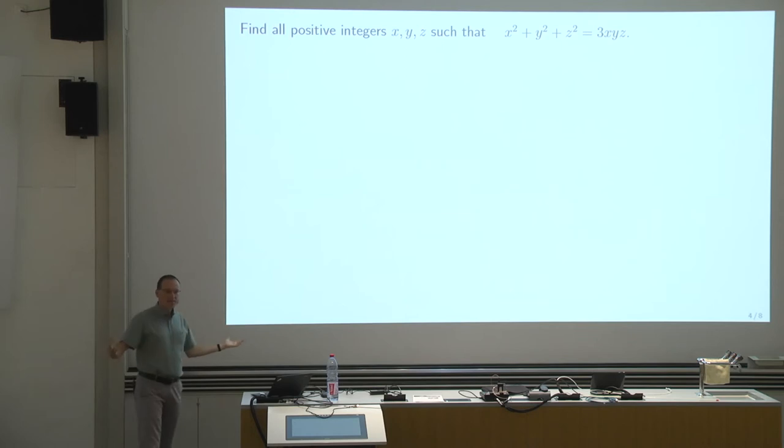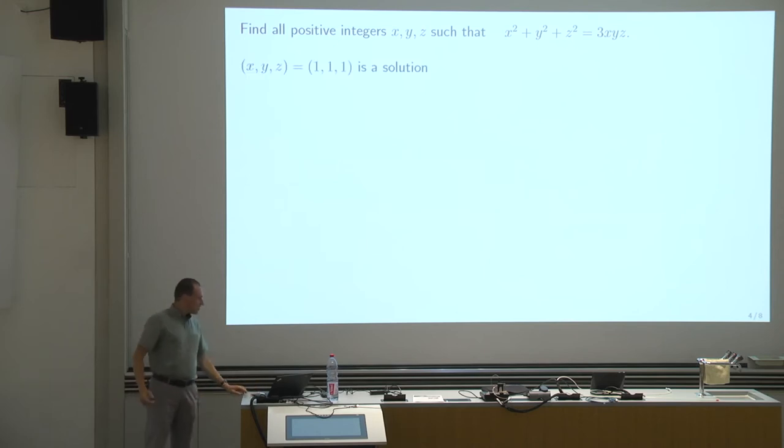Okay, now let's start analyzing this. Can you spot a solution? 1, 1, 1, absolutely. When x is equal to y is equal to z is equal to 1, you definitely have a solution. Very nice. Can you spot another solution?